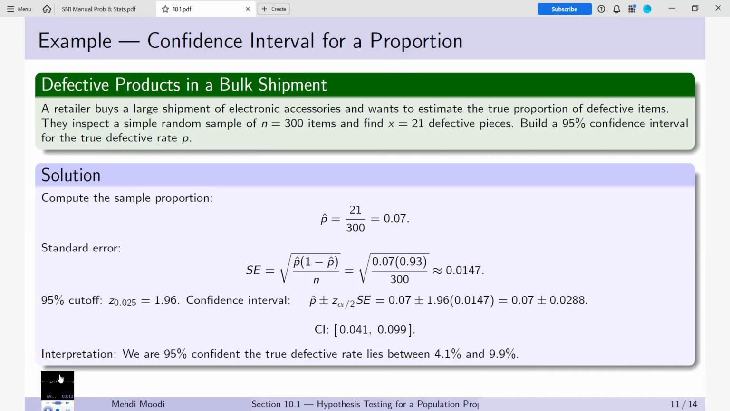Life would be easier if everything came with confidence intervals. Imagine dating with a label that says 95% chance of being emotionally stable.